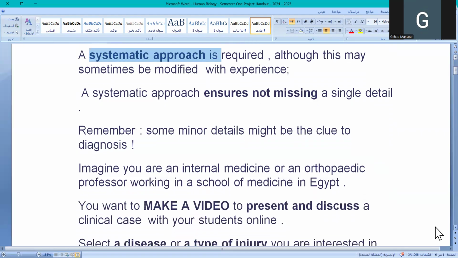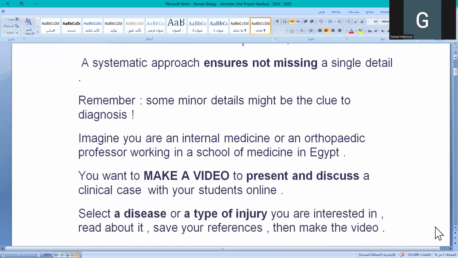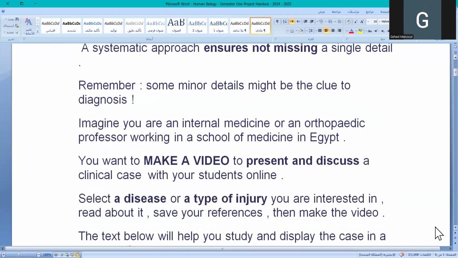And by systematic approach, we mean an organized approach that follows the conventional steps of the history and examination that all previous medical doctors have agreed upon.